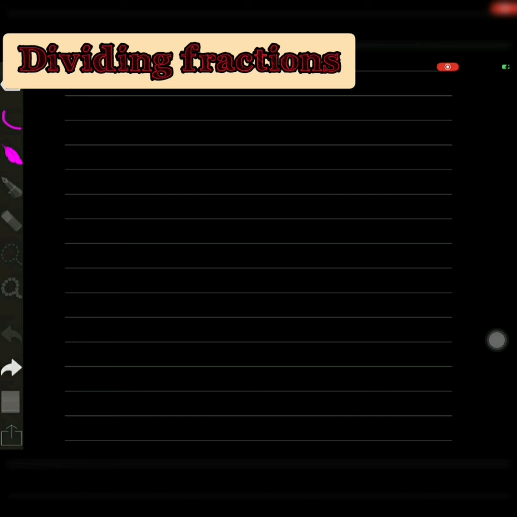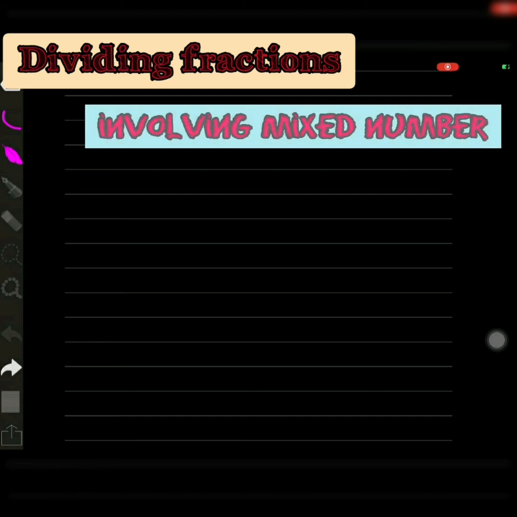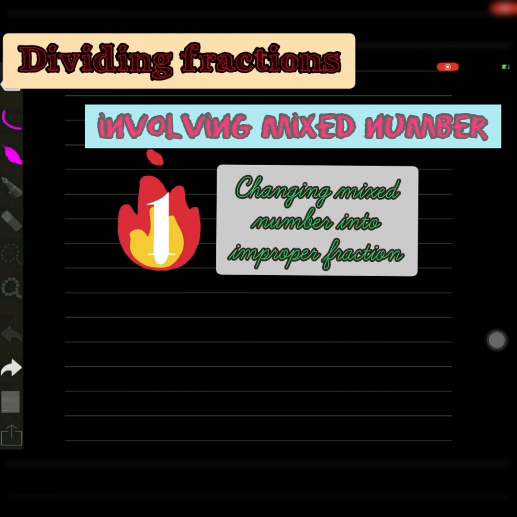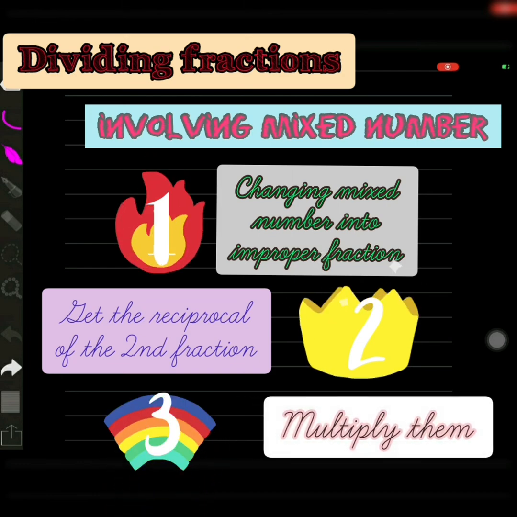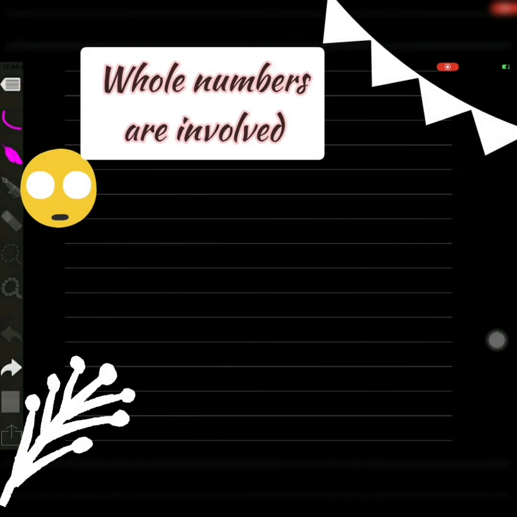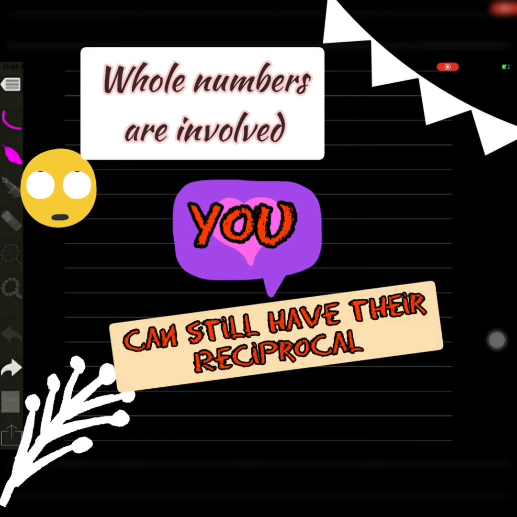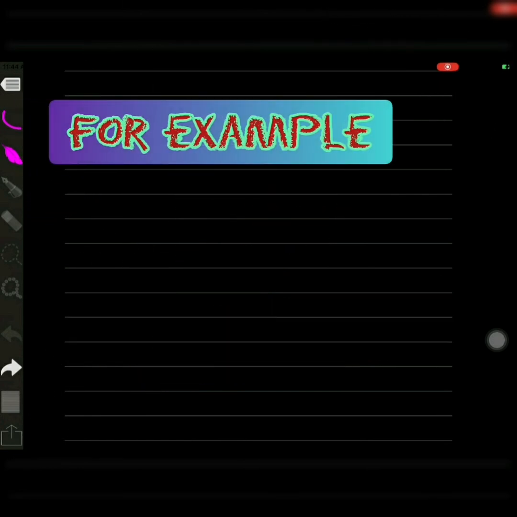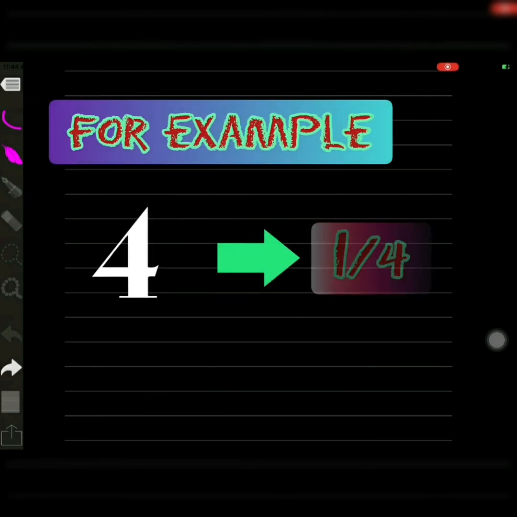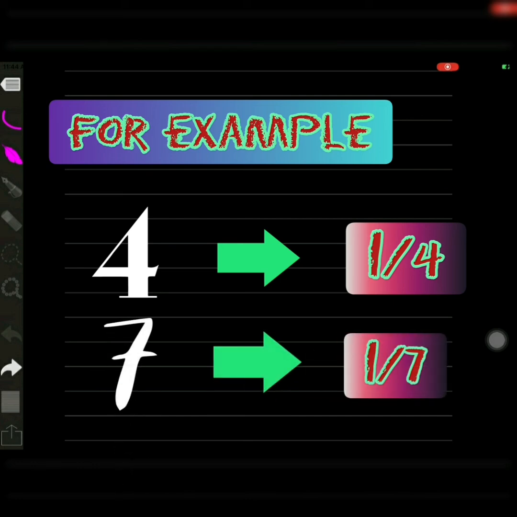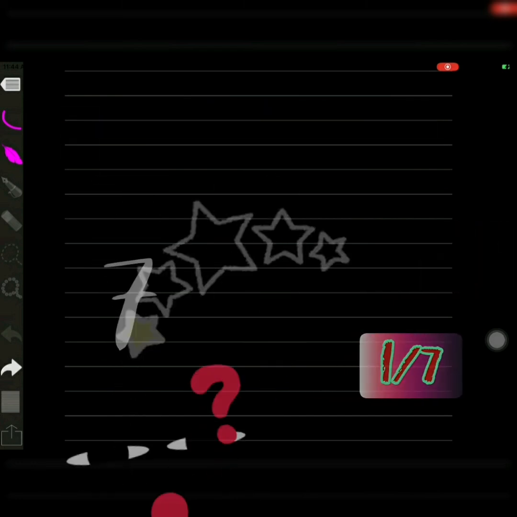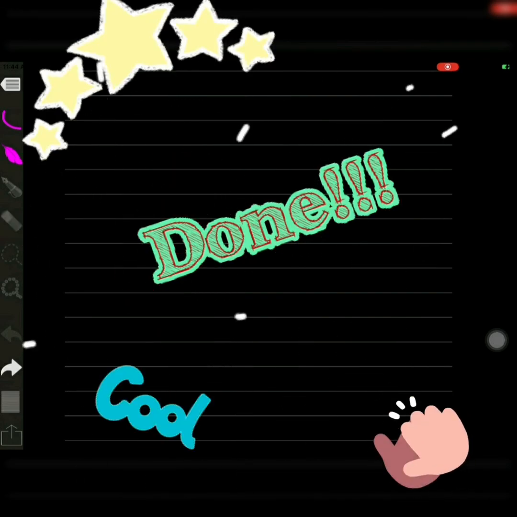In dividing fractions involving mixed numbers, you can do it by changing mixed fractions to improper fractions first. Then, get the reciprocal of the second fraction, then multiply them. In cases wherein whole numbers are involved, you can still have their reciprocal. For example, the reciprocal of 4 is 1/4. The reciprocal of 7 is 1 over 7. Okay? I think we are already done.